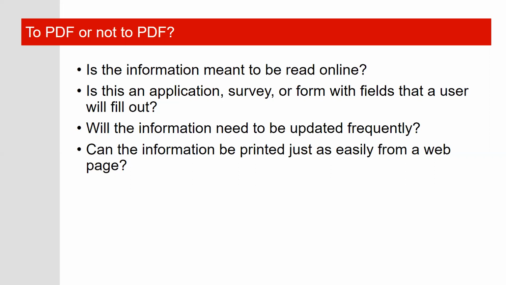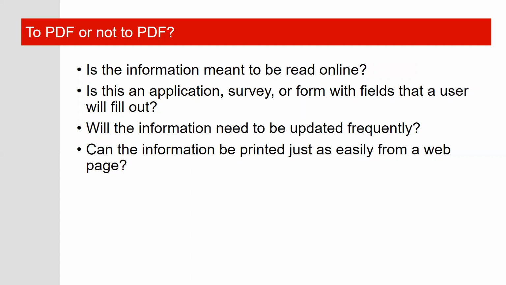Will the information need to be updated frequently? If so, making the content available as a web page rather than a PDF means you can quickly access it and update it as often as needed, instead of having to find and edit a source document, save it as a new PDF, make accessibility fixes in Acrobat, delete the old version, then upload the new version and update any links to it. Finally, can the information be printed just as easily from a web page? Like PDFs, web pages can also be printed, especially when your site has a good print style sheet.